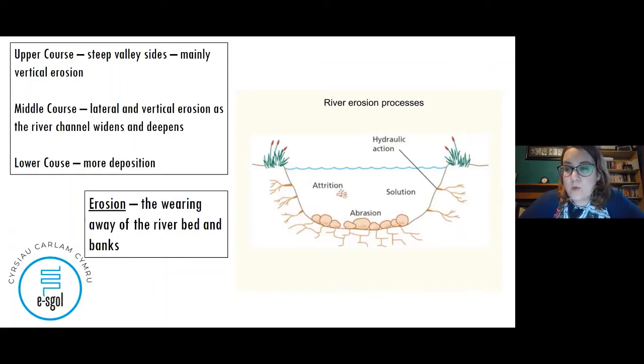Erosion is the process that wears away the riverbed and banks, and it breaks up the rocks that are carried by the river. And there are 4 types of erosion. There is hydraulic action. This is the sheer power and force of the water as it smashes against the river banks. Air becomes trapped in the rocks, in the cracks of the riverbed, and causes the rock to break apart. So we've got the sheer force of the water breaking it apart.